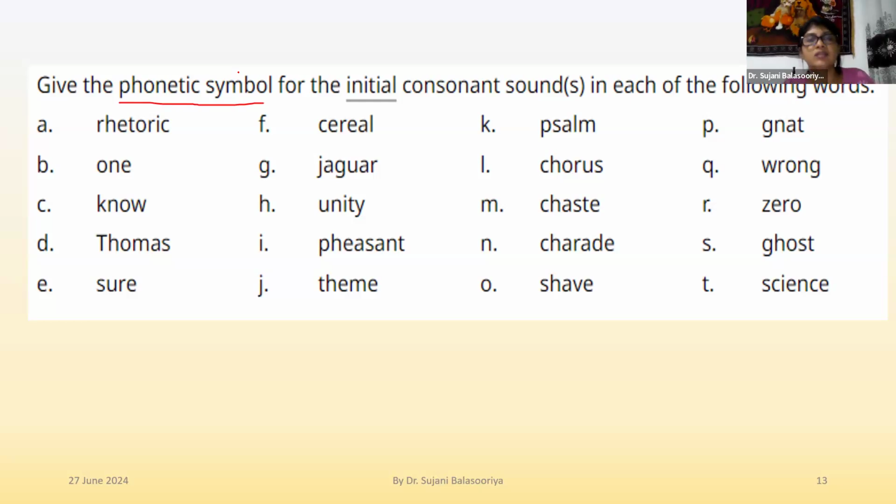Okay. Right. You're done. First word. What is the sound? We pronounce the word as "rhetoric". Yeah, R, no, that is the letter. The consonant sound is R. So you need to write the phonetic symbol correctly. My writing may not be that nice, but it's not difficult to write here.